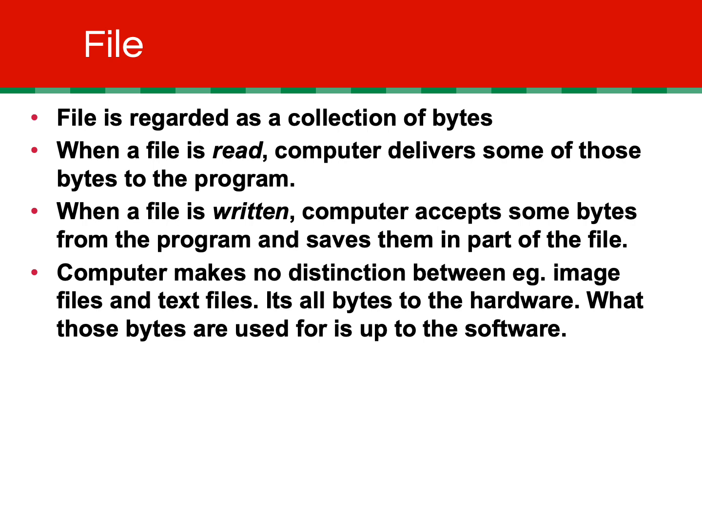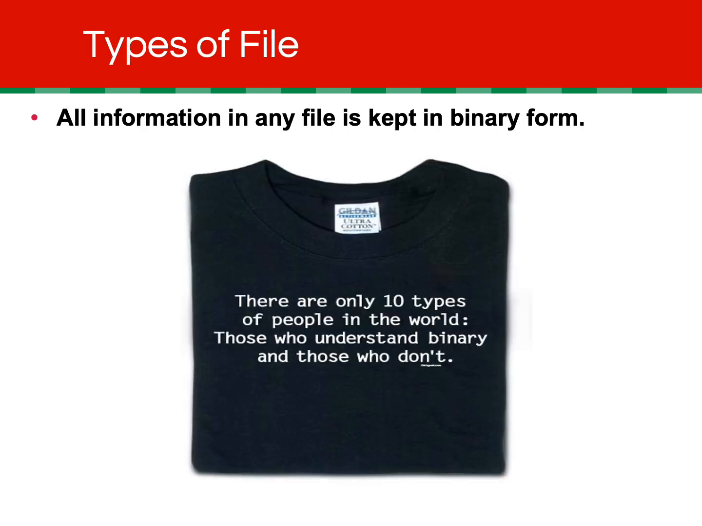What is a file? File is regarded as a collection of bytes. When a file is read, computer delivers some of those bytes to the program. When a file is written, computer accepts some bytes from the program and saves them in part of the file. Computer makes no distinction between an image file and also a text file. It's all bytes to the hardware. What those bytes are used for is up to the software. All information in any file is kept in binary form.